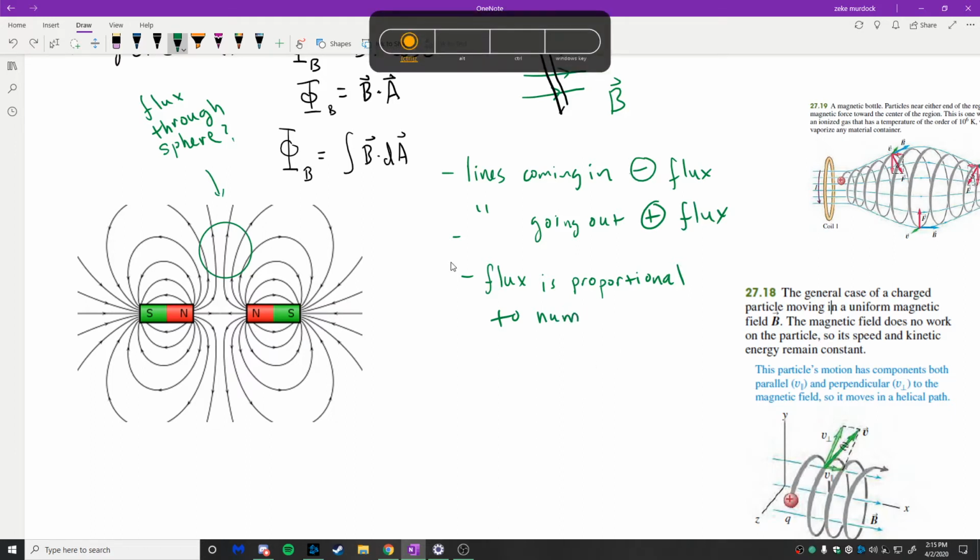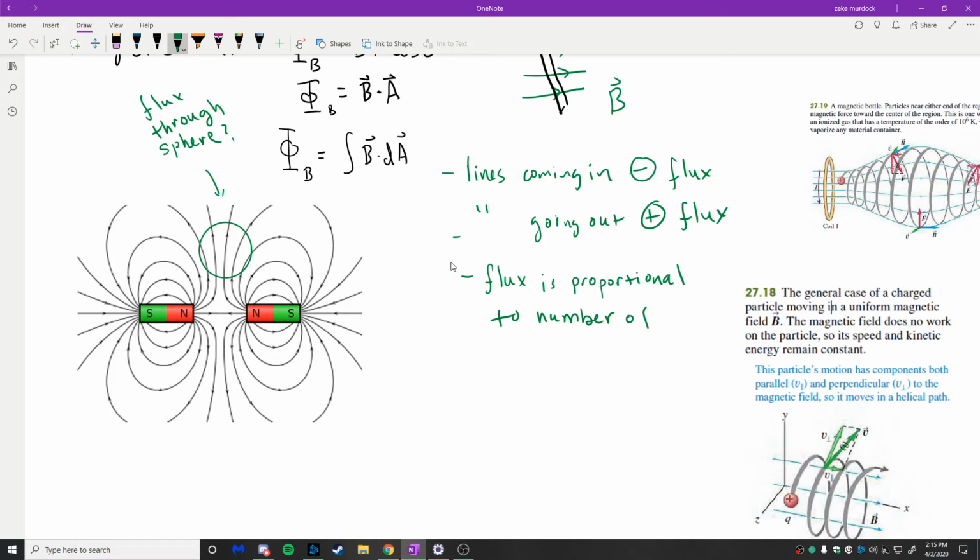It's proportional to the number of lines that penetrate the surface. Right? So what do you notice about this green sphere that I put in here? What do you guys think if we just count in terms of lines, okay, because the flux is proportional to the number of lines. If we just count the lines, how many lines do you see going into our surface? Someone answer that question.